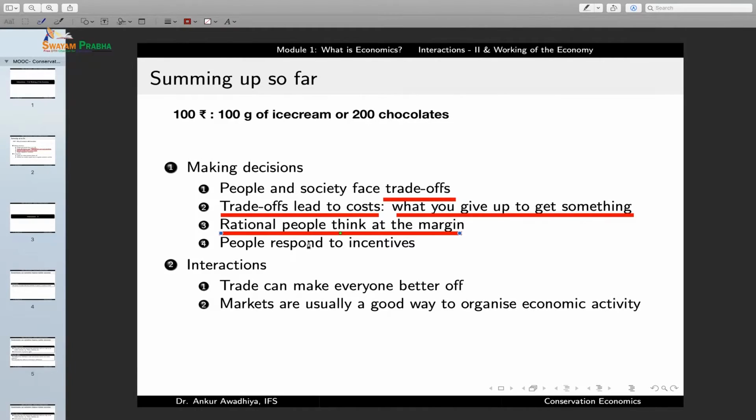We will say that you are making a decision, you are thinking about it, and so this is a rational decision. Now, rational people and also a rational society think at the margin. When we say thinking at the margin, it means that we are not making a choice between 100% of A or 100% of B, but we are thinking, okay, I have had so much amount of A, what should I do now? So you are always thinking at the edge, you are always thinking at the margin.